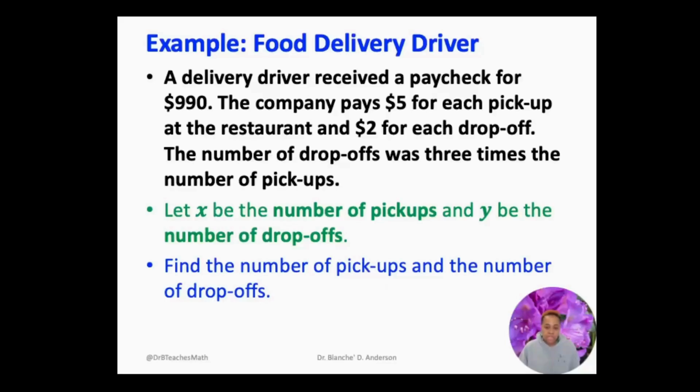So it makes sense. This may not look much like a system of linear equations, but when you start forming what you need, you're going to see how it comes together, because they give you money. They talk about $990, $5 for pickups, $2 for drop-offs. And they also want you to find a total, because they want you to find the number. They say the number of drop-offs was 3 times the number of pickups, so there are more drop-offs than pickups.